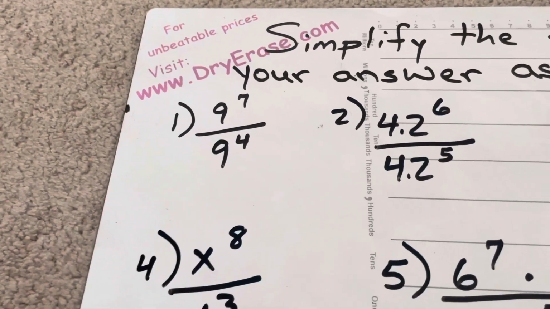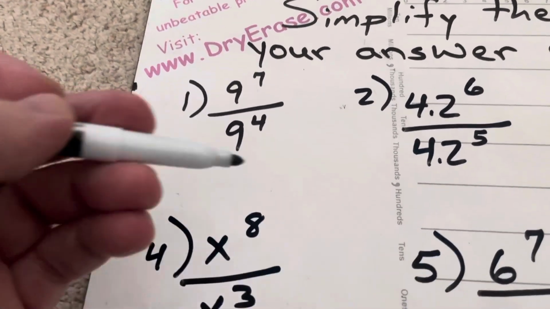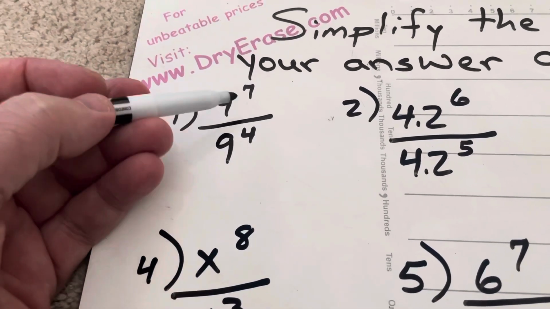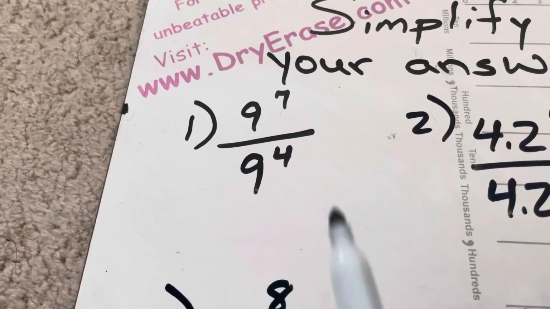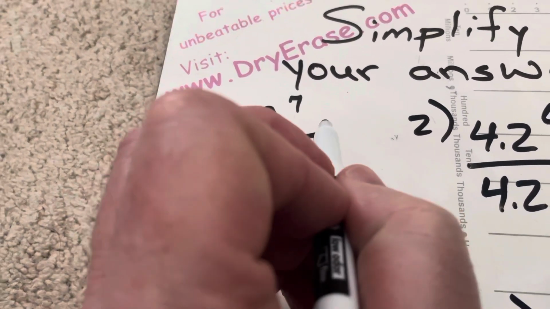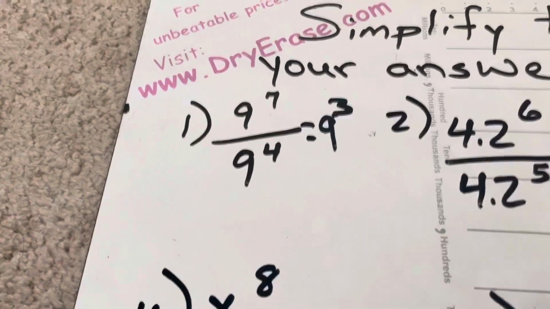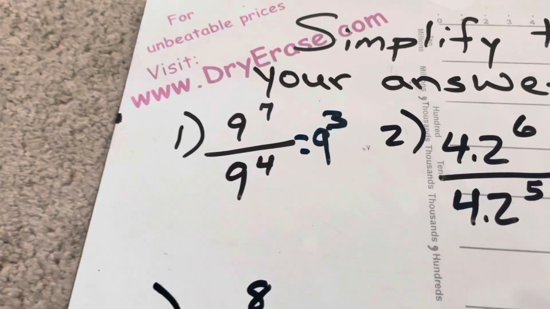Whenever we are dividing exponents that have the same base number, which is basically what we're going to be working on today, all it is is a subtraction of the exponents. So when we have like this one, 9 to the power of 7 divided by 9 to the power of 4, that's going to equal 9 to the power of 3. We just do 7 minus 4, and it equals 3.